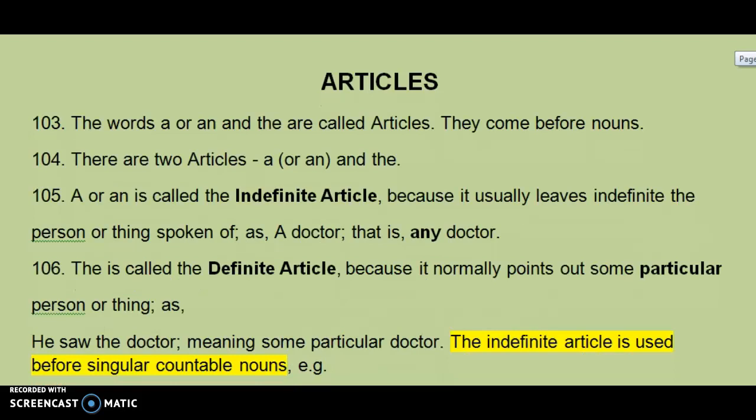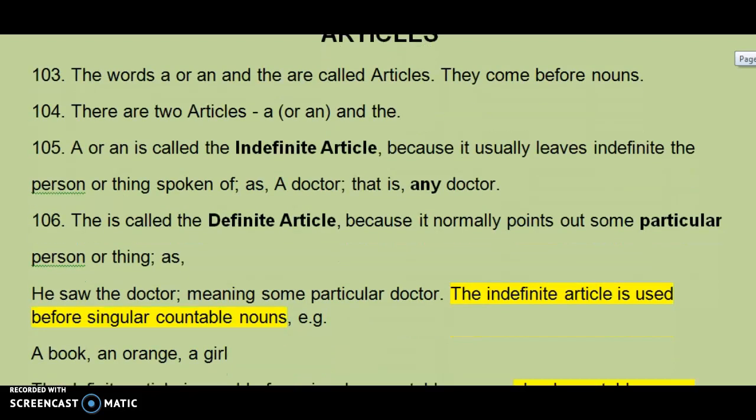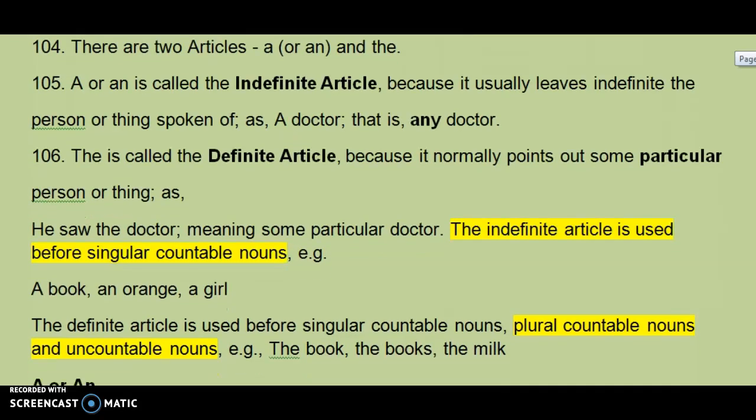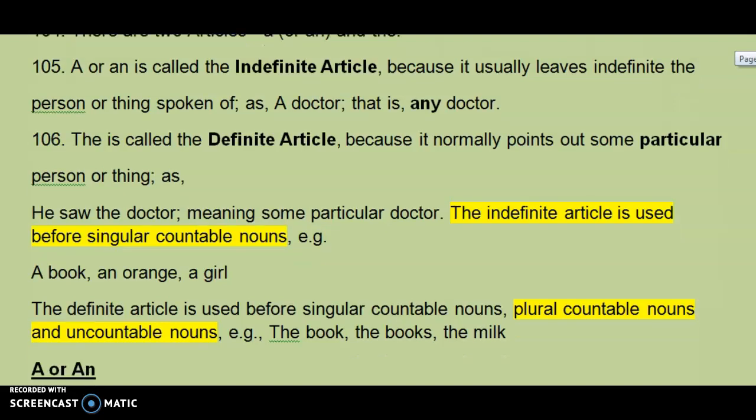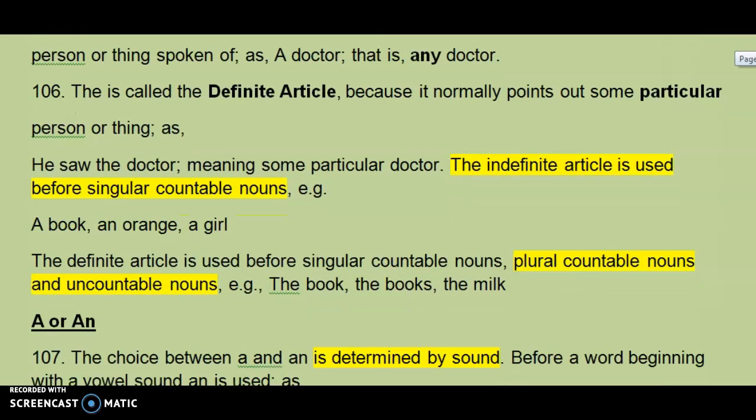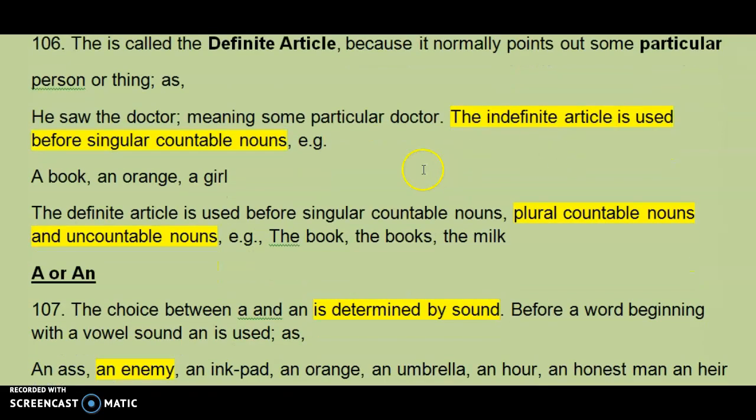Whereas the definite article is used with a particular person. For example, he saw the doctor. That means he's referring to a particular doctor. It is used before singular countables as well as plural countables and uncountables. For example, the book, the books. It is also used before uncountables, provided it is already mentioned earlier. For example, the milk.